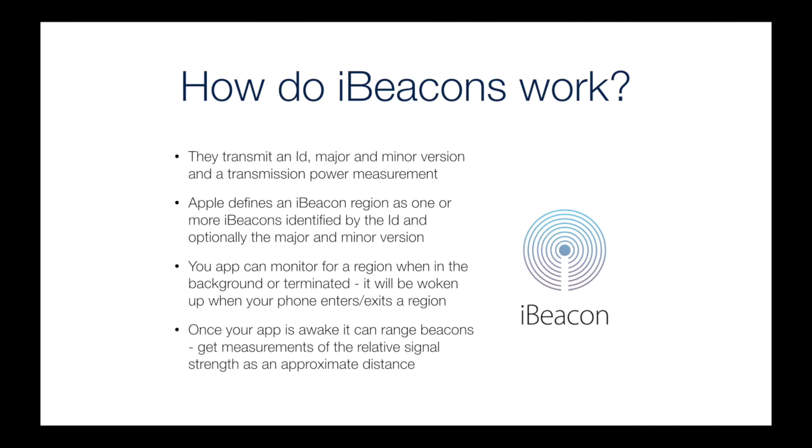Now what your app can do is it can monitor or range a region. So monitoring a region means your app will listen for when you enter or exit the region and then allow you to respond appropriately. Now this monitoring happens in the background. So once your app has been run once and registered interest in a region, then if the OS detects you entering or exiting that region, it'll activate your app.